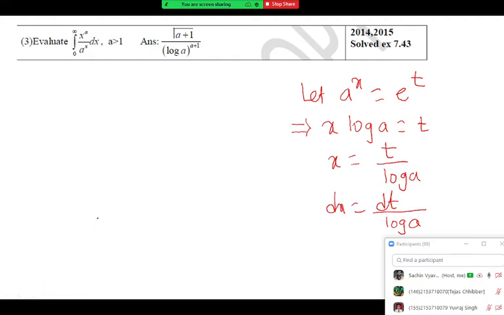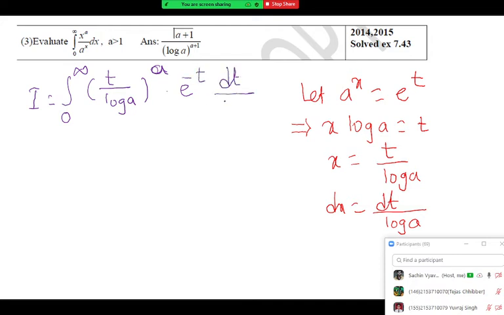Come to the integral now, given integral I. The limits remain unchanged, 0 to infinity. The value of x is t upon log a, that we just checked here. This is x raised to a, so this is t upon log a raised to a. The a raised to x is e raised to t, but we are taking it in the numerator, so we can write it as e raised to minus t. And the value of dx is dt upon log a.